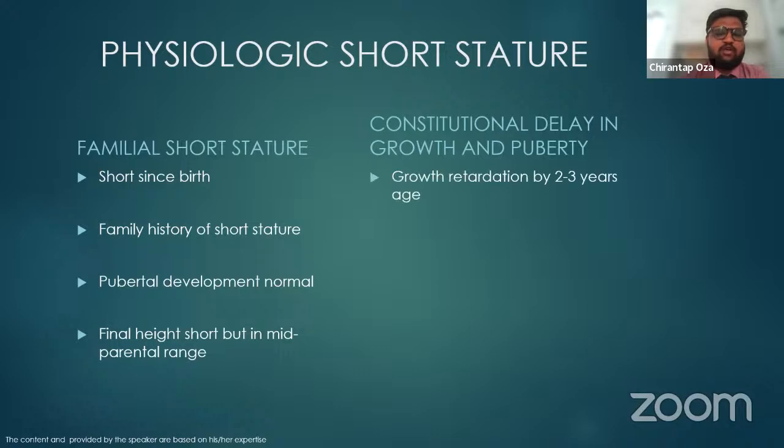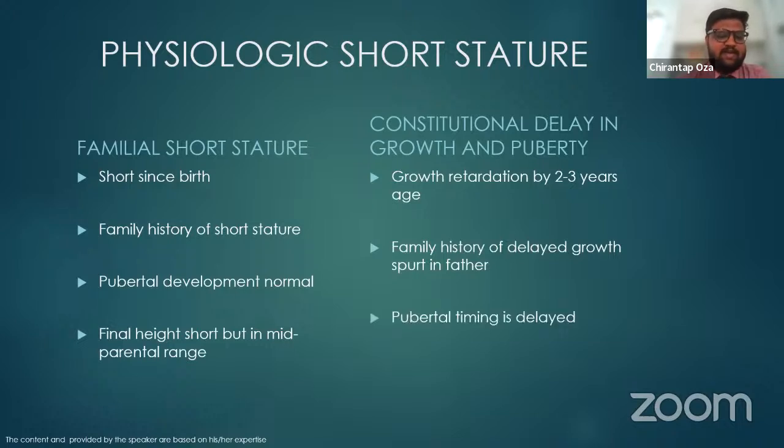Whereas for constitutional delay, the growth retardation begins by the age of 2 to 3 years. There is family history of delayed puberty rather than short stature. The pubertal timing is delayed in these children, and the final adult height is normal. That is, at the final adult height, the child is not short for the given population and mid-parental height.